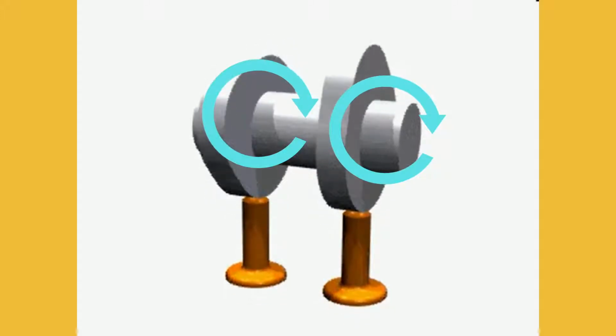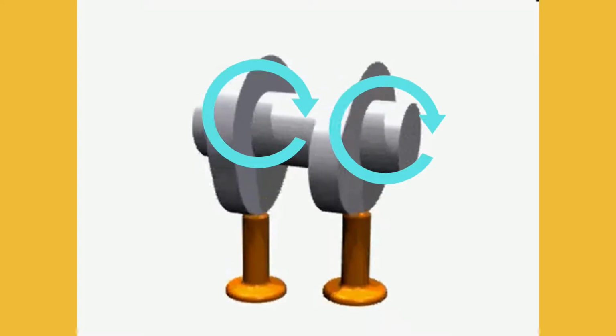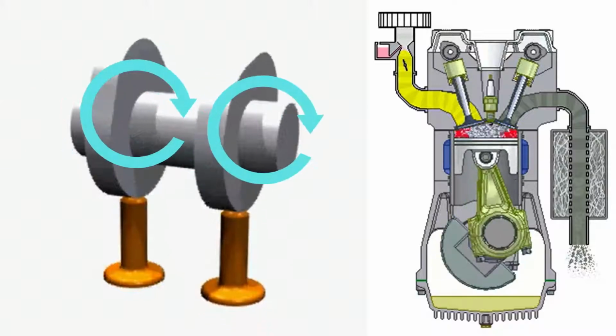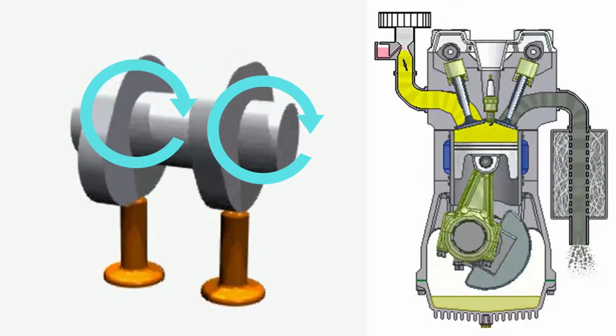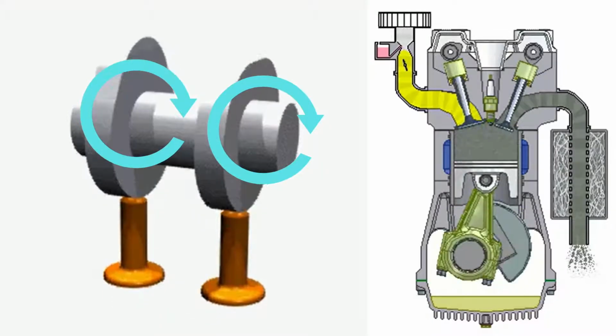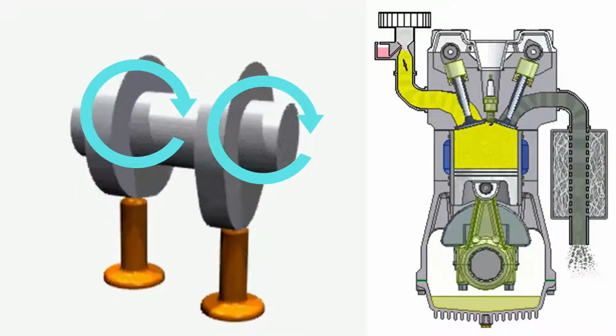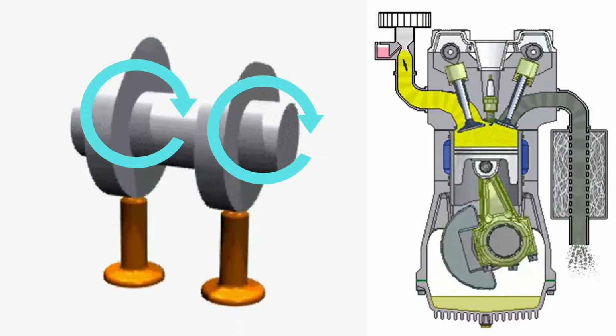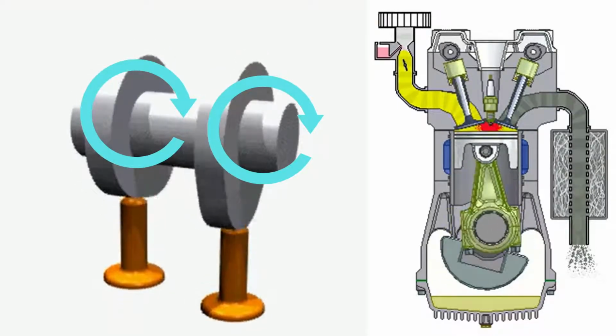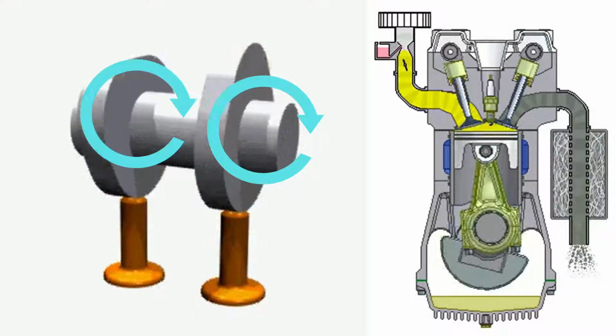And then when the long end rotates away, the springs pull the valves back into position and seal the cylinder, right? So you can see it in work right over here. Up top of the GIF on the side, you can see the cams moving round and round and pushing the valves down, allowing the gases to enter and exit the combustion chamber.